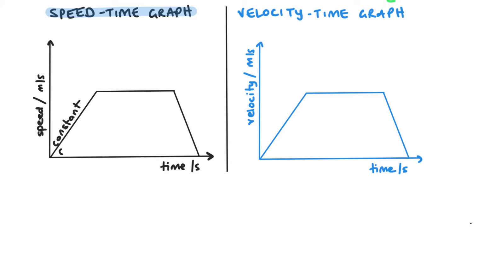Now if we've got a horizontal line, then that tells us that the speed is not changing at all. So the value of the speed is remaining constant.